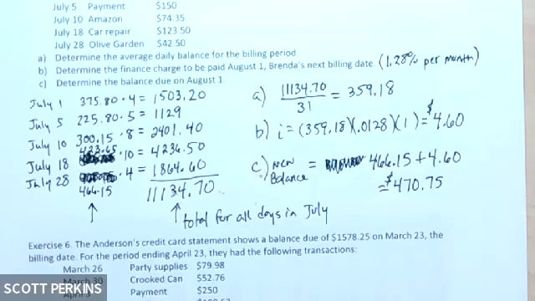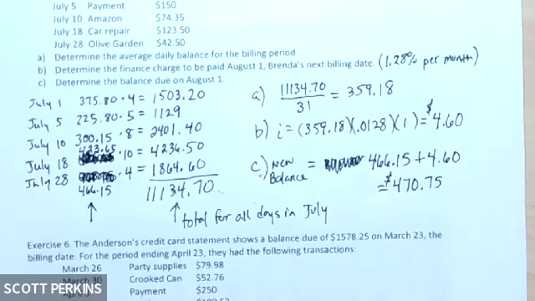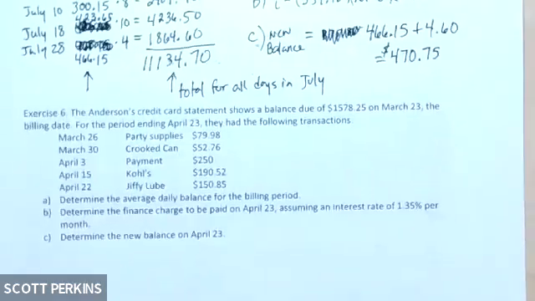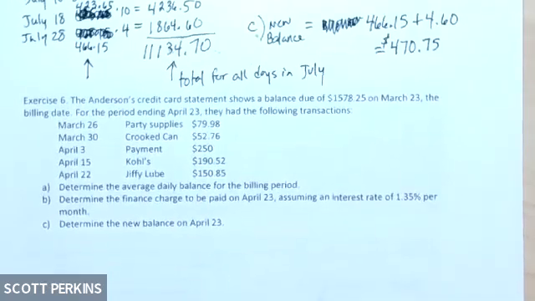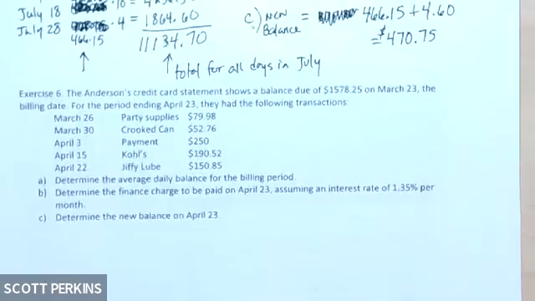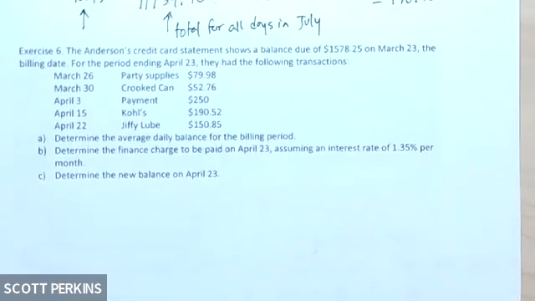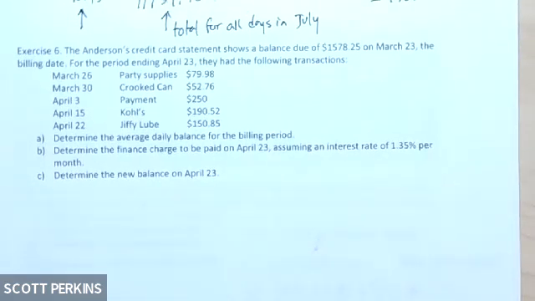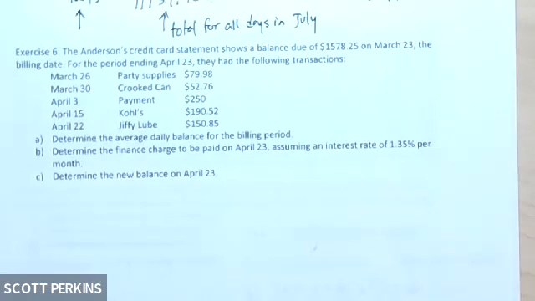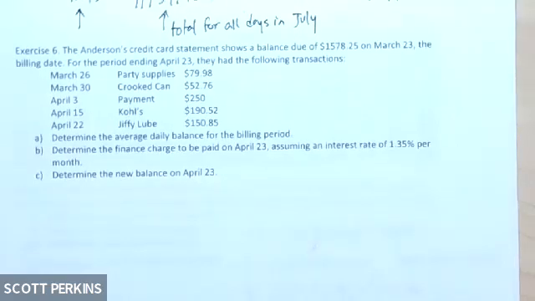So the last problem for us for this, I'm going to give you 5 or 6 minutes to make as much progress. You can see that the big deal to the problem is doing that calculation. So exercise 6, the Andersons used their credit card. They had a balance of $1,578.25 on March 23rd, which was their billing date. Their billing date goes up through April 23rd. And there's the transactions that they have. So go ahead and figure out your average daily balance. And then if you have time, do the rest. That's fine as well.